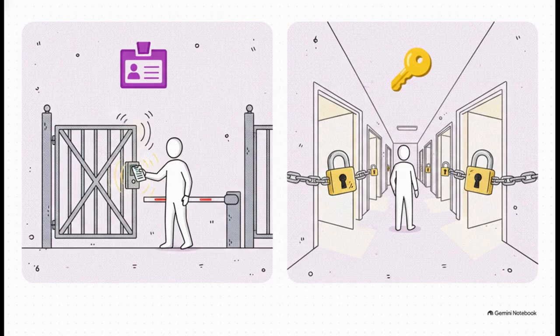Because, let's be real, just because you have an ID card to enter the building absolutely doesn't mean you're authorized to walk right into the CEO's private office. Authentication gets you through the door. Authorization dictates which rooms you can unlock. Understanding that exact distinction is the bedrock of system security.